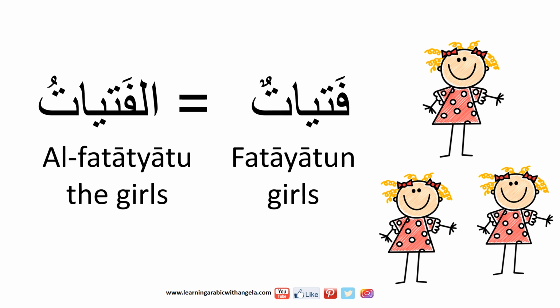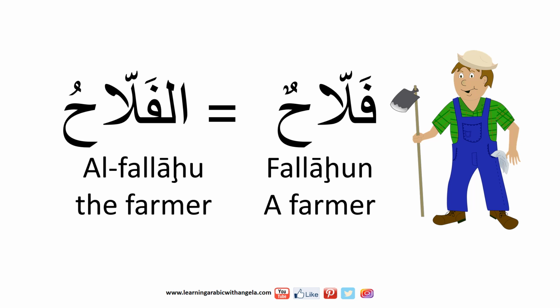Another example, fatayatun, which means girls, so it's the plural of fatat. When we add al, it becomes al-fatayatu, so it's a definite noun, the girls. Fallahun, a farmer. Al-fallahu, the farmer. So again, fallahun had double dhamma at the end, and we added al, and the result is a single dhamma, al-fallahu.